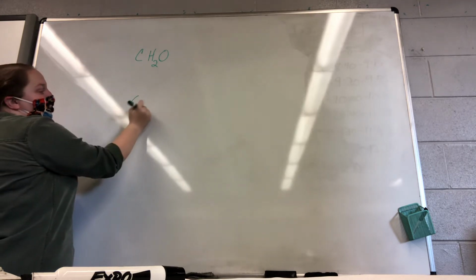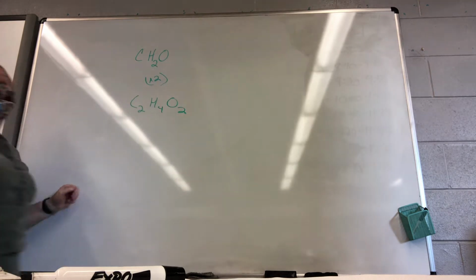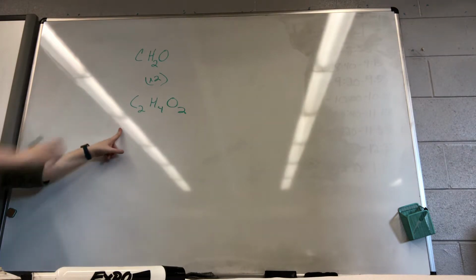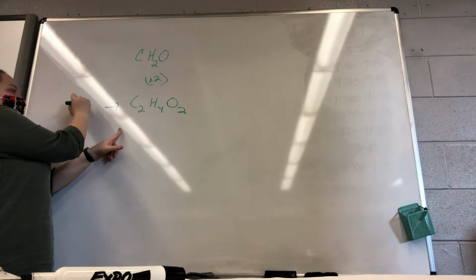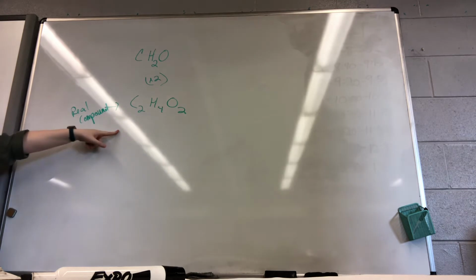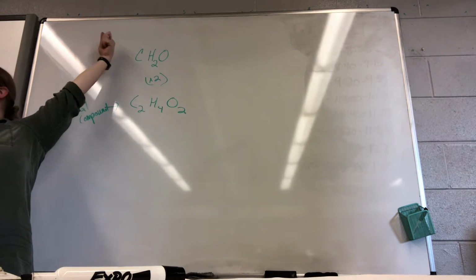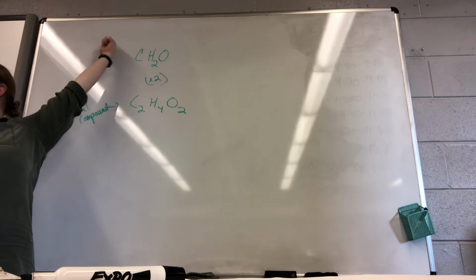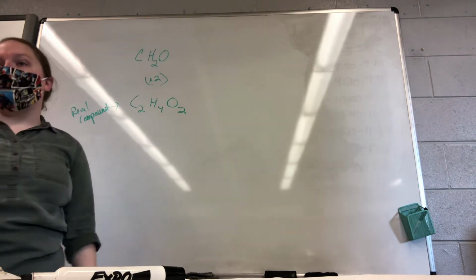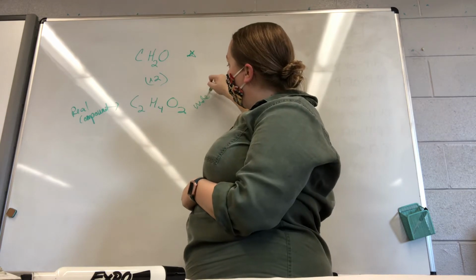Now, an empirical formula tells us this is the smallest version of something that can be simplified. But this is like the real compound. This is just the smallest version of that compound that can exist. Can other multiples exist of this particular formula? Absolutely. Could we have C3H6O3? We could. So the empirical formula is this one, and this is what we call a molecular formula.